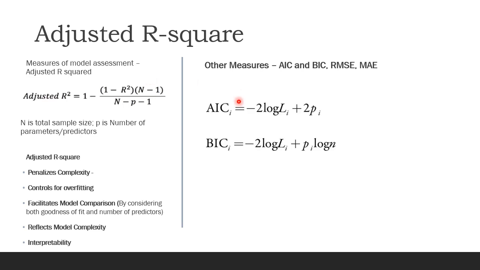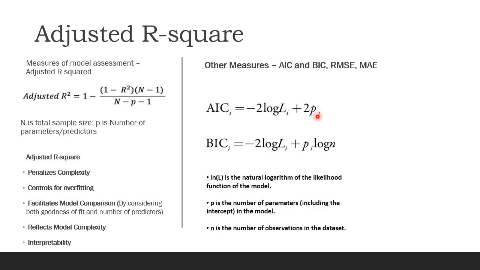Other measures that are commonly used are AIC and BIC. This is Akaike Information Criterion and this is Bayes Information Criterion. What these measures do is take the likelihood function and incorporate this p part, which is the number of parameters in the model, and penalize it. These are of opposite signs. So what is happening here is this value is nullified or compensated with the negative sign with this value of p. So this is the penalty term.